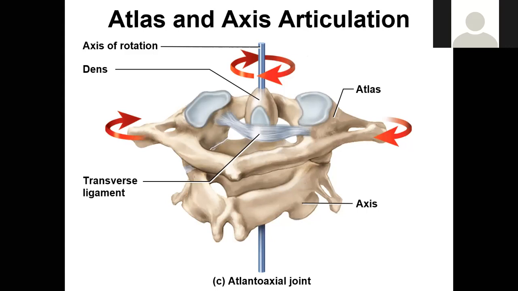So this transverse ligament that you see that is on the atlas bone, it covers the dens and protects the dens. So this is the articulation between those bones. I'm not going to ask you about that ligament, but just know that there's an important ligament that protects the dens when C1 and C2 are articulated together.